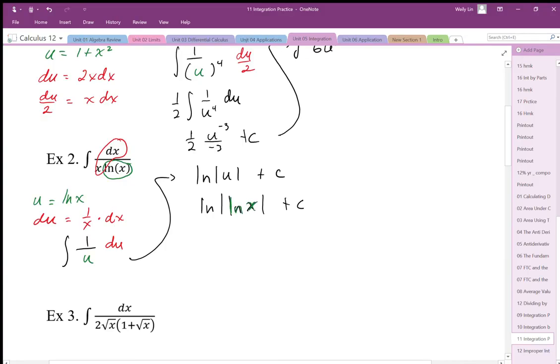So that's my integral. If I want to, we should check this. I didn't check the first one, but let's check this one. The derivative of log: I differentiate this and I end up with 1 over the inside, log x. Then I have to apply the derivative of the inside, 1 over x. I end up back to where I started from. That is the correct integral.